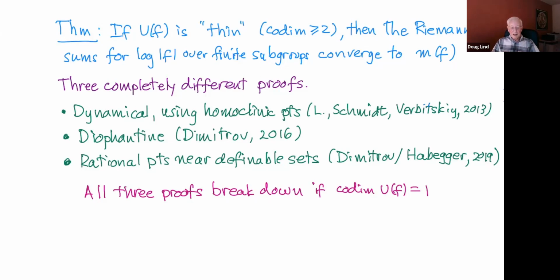Then Vesselin Dimitrov came along, and as part of his thesis, I think at Yale in 2016, he gave a completely diophantine explanation and argument for exactly this same phenomenon. And he did a lot more, of course, but in particular, he reproved this result using completely diophantine arguments. And then he and Habegger, Vesselin knows everything. I mean, he's amazing. It's just incredible. But he observed that some work Habegger had done on rational points near definable sets could also be used to prove this.